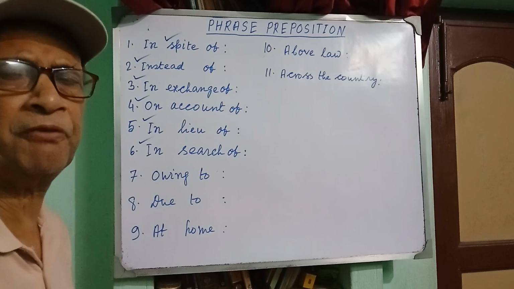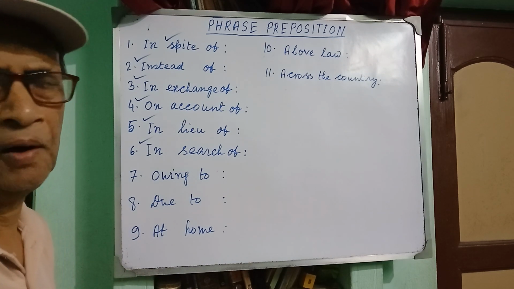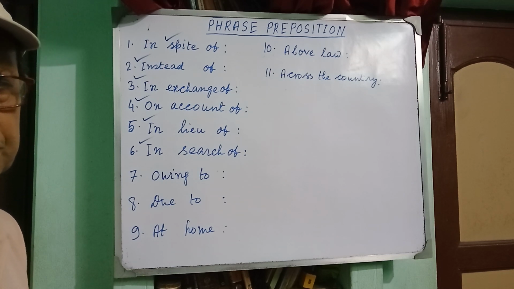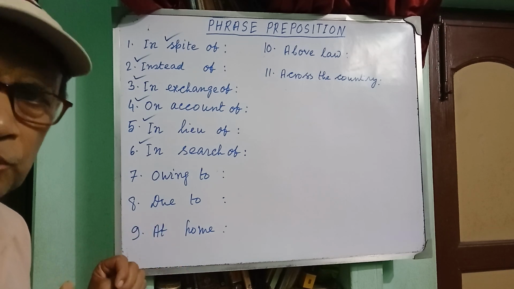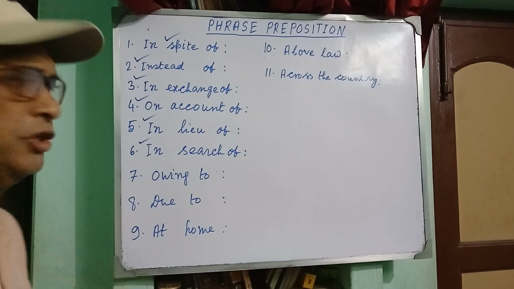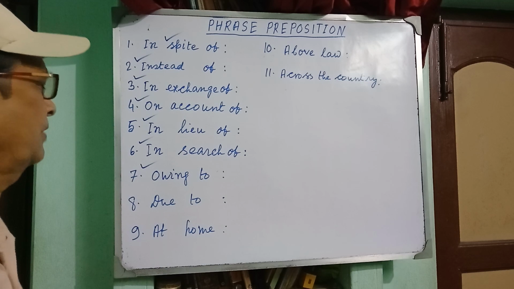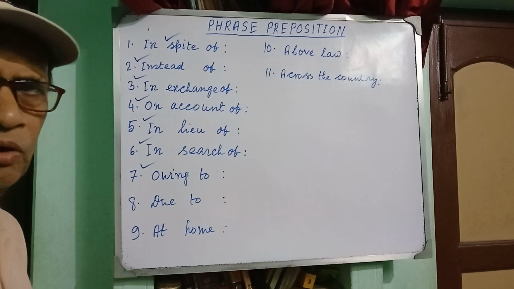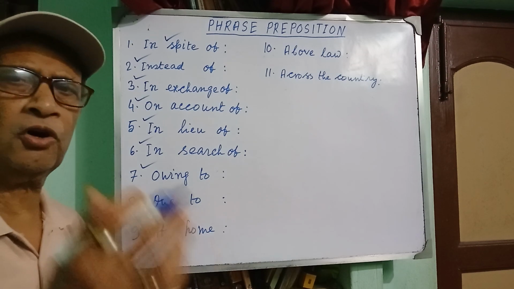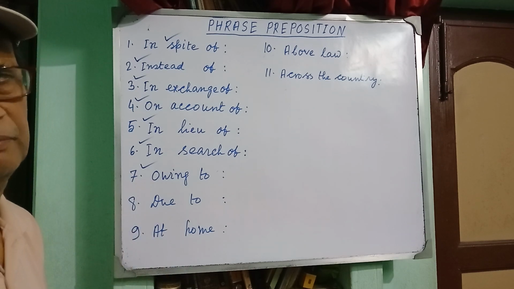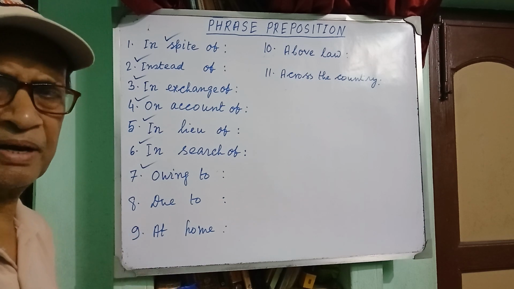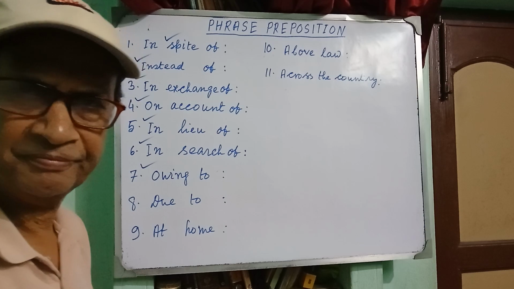In search of, that is looking for, in search of. The old woman entered the forest in search of some dry woods. In search of. Owing to means due to. But there is a difference between owing to and due to. For example, owing to rapid deforestation, climate is changing fast. Climate is changing fast, owing to.